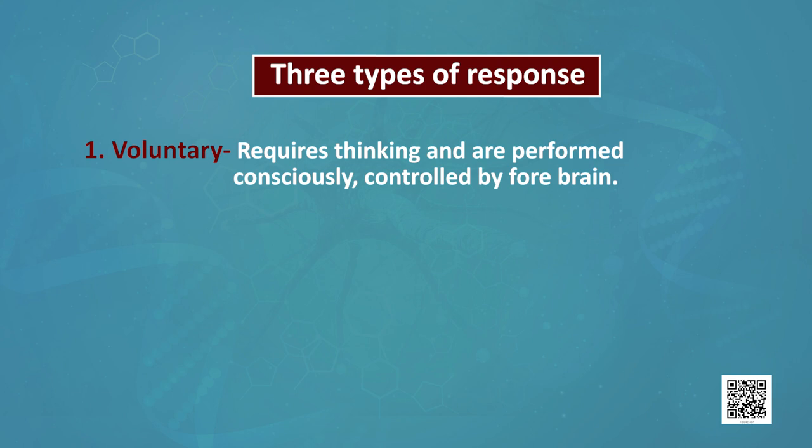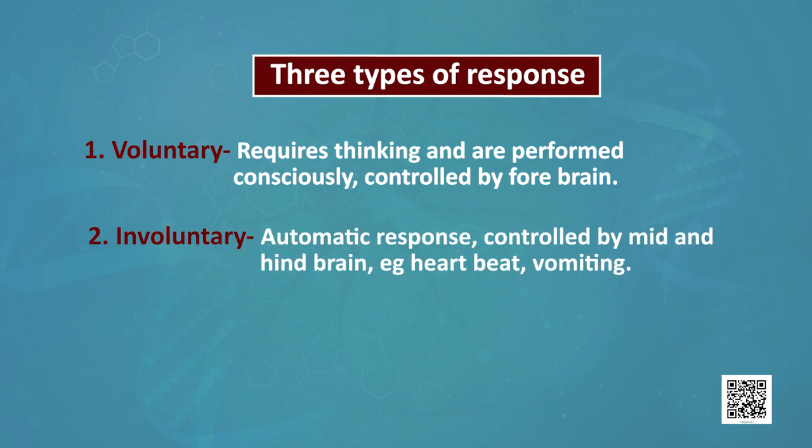It requires thinking and is performed consciously, controlled by the forebrain. For example, writing, talking. The second one is involuntary action. This is not under our control. They are automatic responses controlled by the midbrain and the hindbrain. For example, heart beating, vomiting, etc. If you are vomiting, you cannot control or stop the action of vomiting on your own.